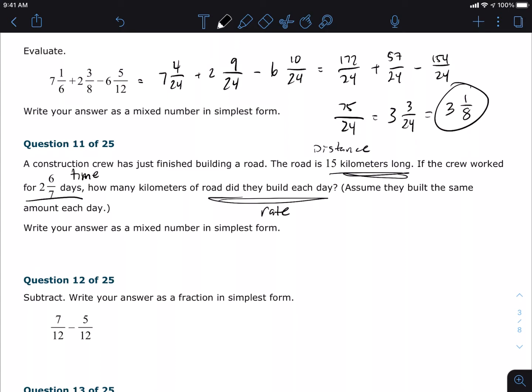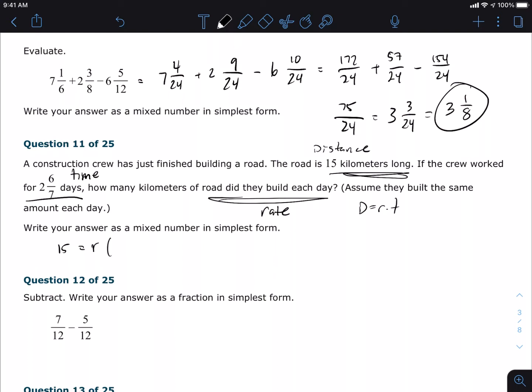Okay, so we have distance is equal to rate times time. So again, we need to remember distance is equal to rate times time. So the distance was 15 kilometers. The rate we don't know, right? We'll call it R. And then the time, let's make that into a mixed number.